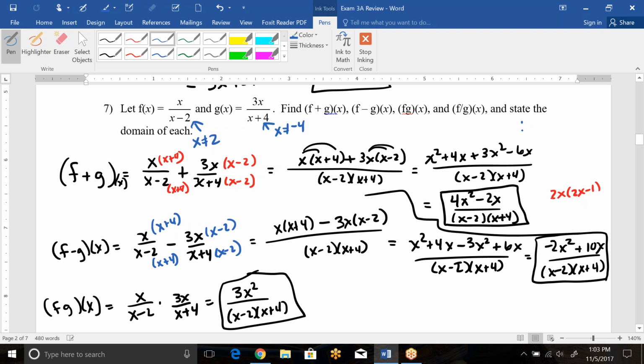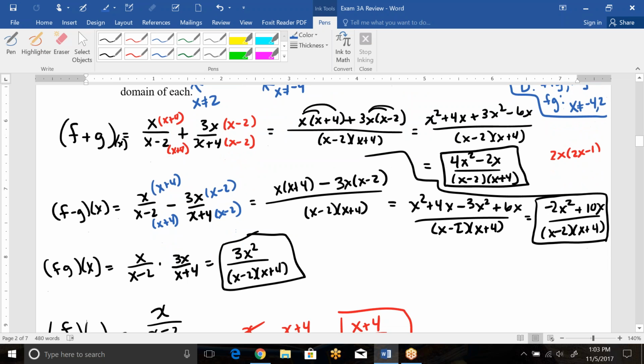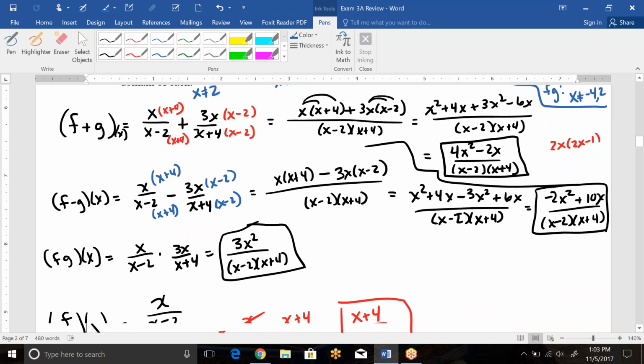So the domain of the adding, the subtracting, and the multiplying is all based on what these two things have in common, which is they both need to throw out numbers. So it would be all the x's on the number line except negative 4 and 2. So there's the domain of adding, subtracting, and multiplying. Now if you needed that in interval notation, you could write negative infinity to negative 4, union with negative 4 to 2, union with 2 to infinity. But I'm okay for my students to just write it as x does not equal.